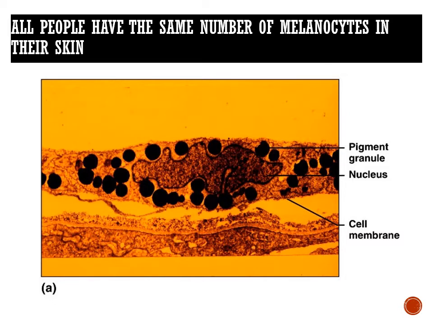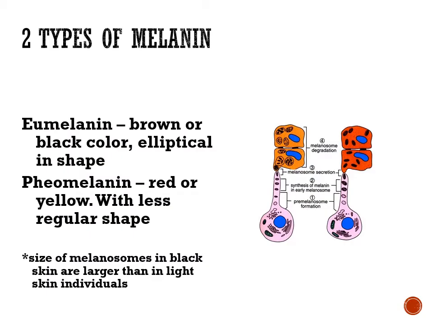Remember that racial differences in skin color are not caused by differences in the number of melanocytes. It is the number, size, and distribution of the melanosomes or pigment granules within the keratinocytes that determine the skin color. There are two types of melanin. More common is the eumelanin, which gives the brown or black color, and pheomelanin usually gives a red or yellow color of the hair.